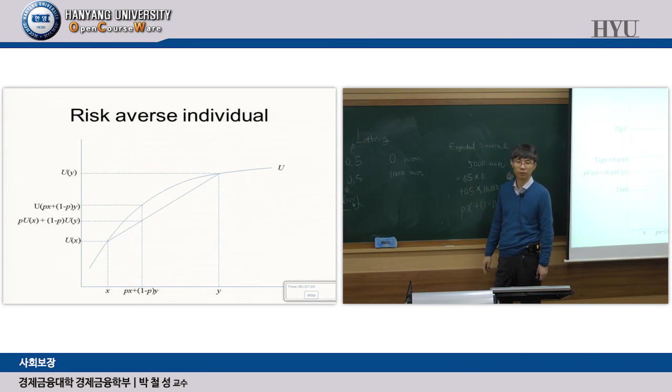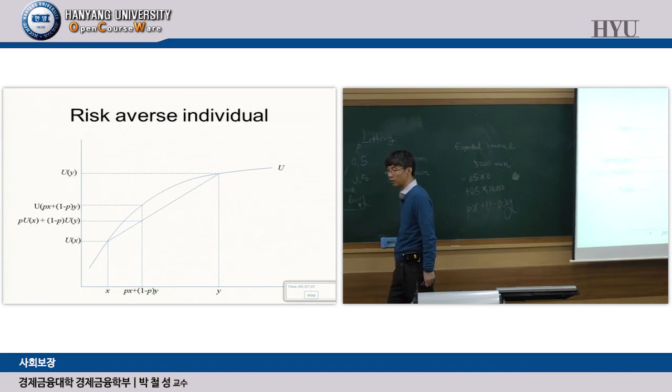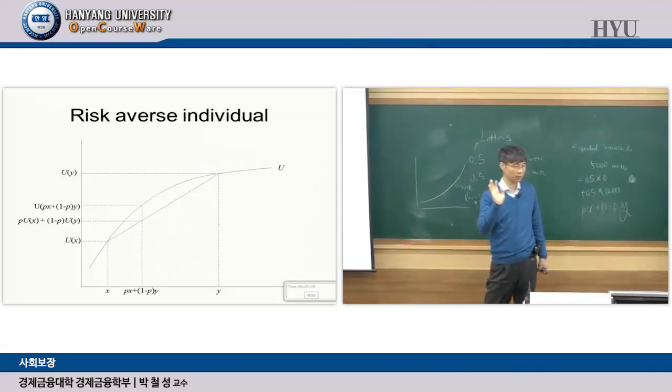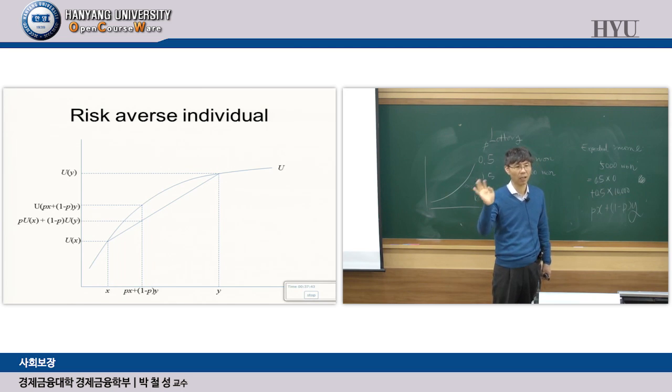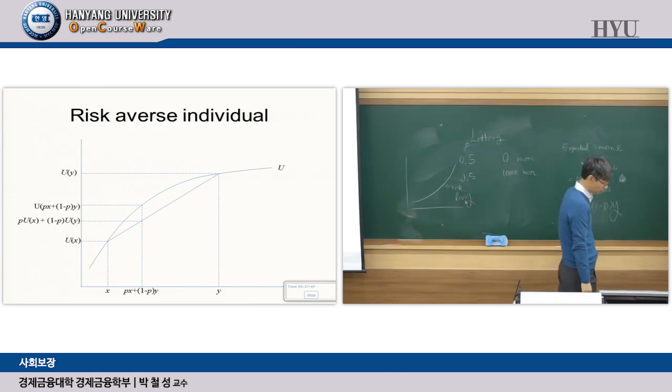So what we are saying here is that we assume that individuals are risk-averse. At least we assume most people are risk-averse, which is probably not that different from the truth. Some people may be risk-loving. We do not say that nobody is risk-loving. We just say that most people are risk-averse. Okay?